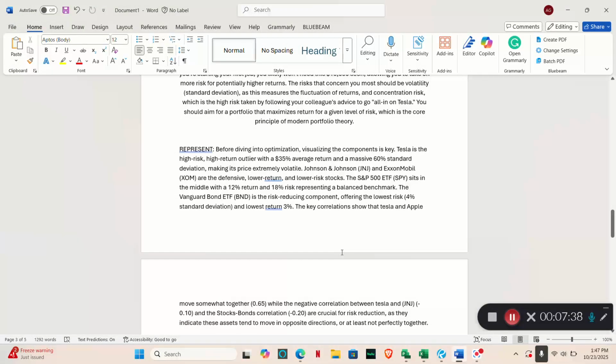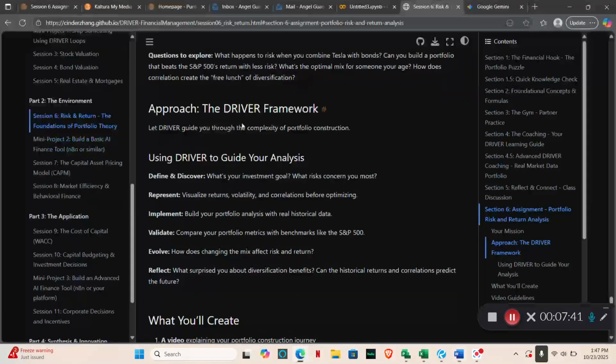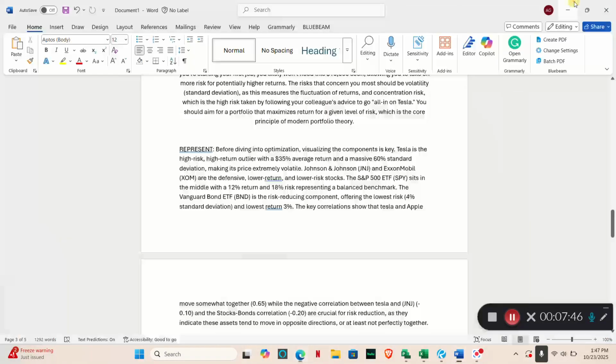Moving on to represent, we must visualize returns, volatility, and correlation before optimizing. So before diving into optimization, visualizing the components is key, of course. Tesla is a high risk, high return outlier with a 35% average return and a massive 60% standard deviation, making its price extremely volatile. J&J and Exxon are the defensive, lower return and lower risk stocks. The S&P ETF sits in the middle with about 12% return and 18% risk, representing a balanced benchmark.